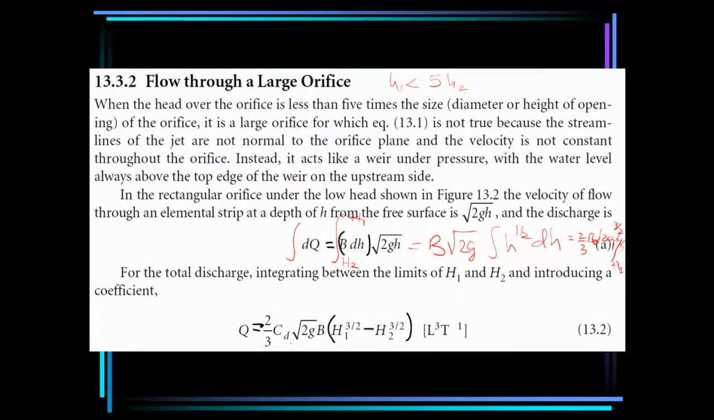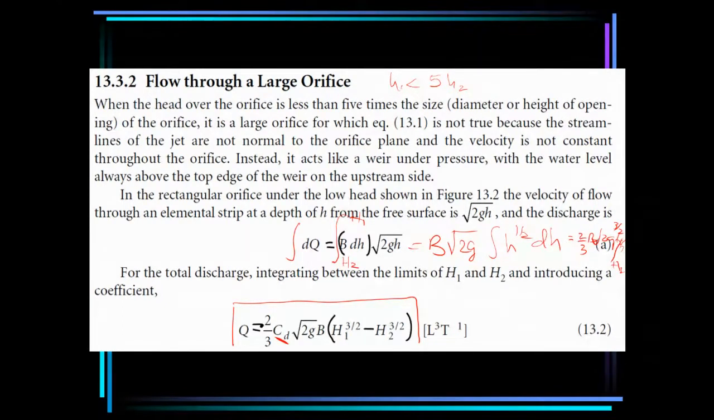Of course, because we want the actual flow rate, that's why we are introducing the coefficient of discharge. When we don't have the coefficient of discharge, it means the flow rate is simply a theoretical one. When we want the actual flow rate, we need to introduce the coefficient of discharge. So this is now the total discharge for a large orifice, which has been treated more or less like a weir under pressure.